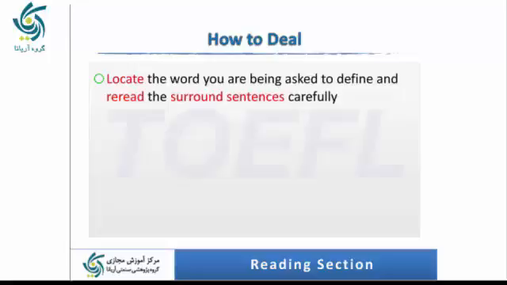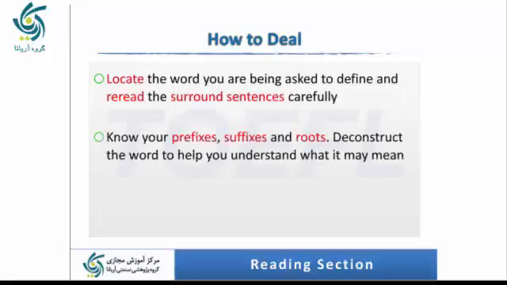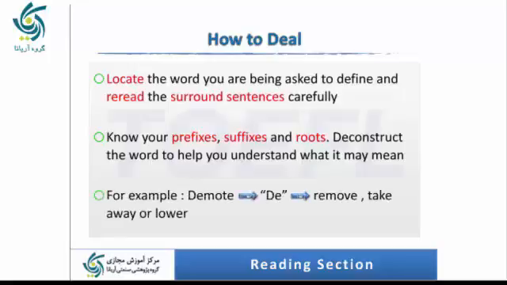You may be able to find some clues by studying the context of the sentence or discover some examples of the word you need to define. In the second place, you need to know the prefixes, suffixes and roots, because it's really important. You can deconstruct the word to help you understand what it may mean. For example, you may not recognize the word demote, but if you break down the word, you find de-, a prefix that means remove, take away, or lower. Now that you know this, look for a definition or synonym that means remove or take away.